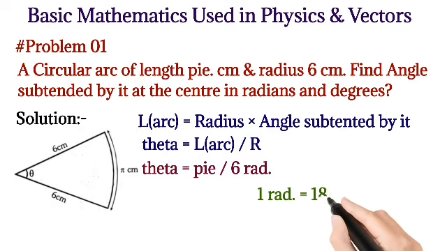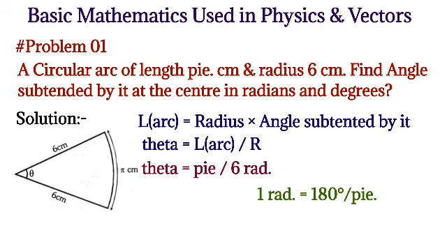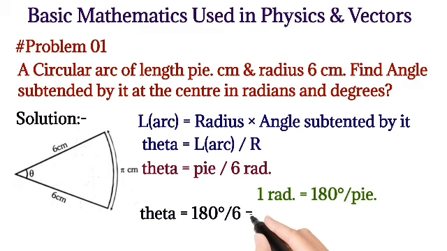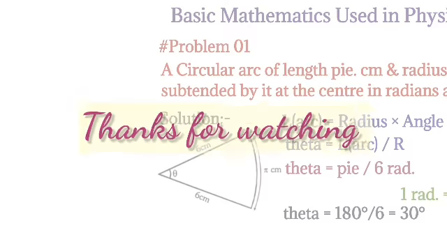Now, as we know that 1 radian equals 180 degree divided by pi. If we multiply by this conversion, we get theta equals pi by 6 multiplied by 180 degree by pi. By solving it, we get theta equals 30 degrees. Okay, so we have got the angle subtended by the given arc as pi by 6 in radians and 30 degrees. Hope you got the solution.